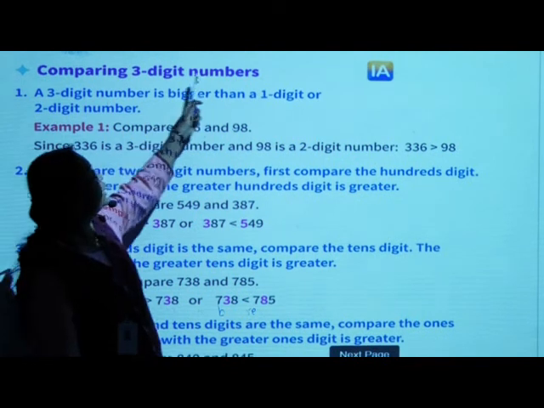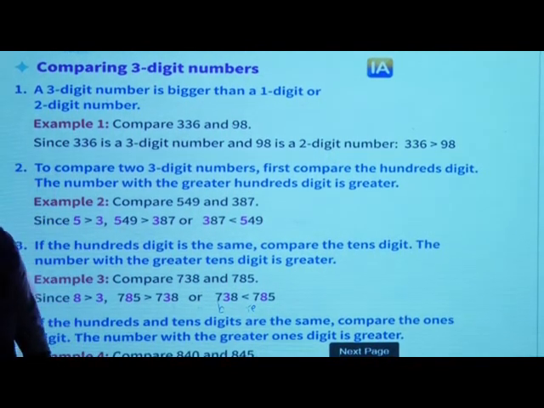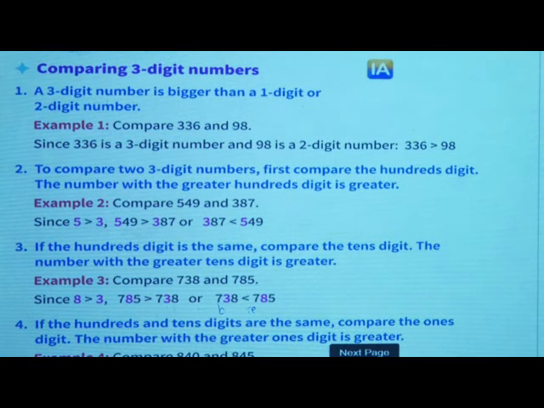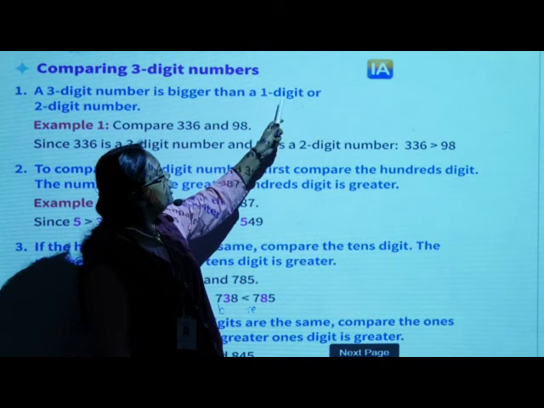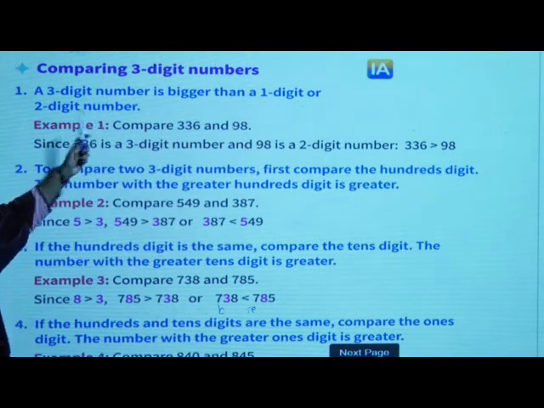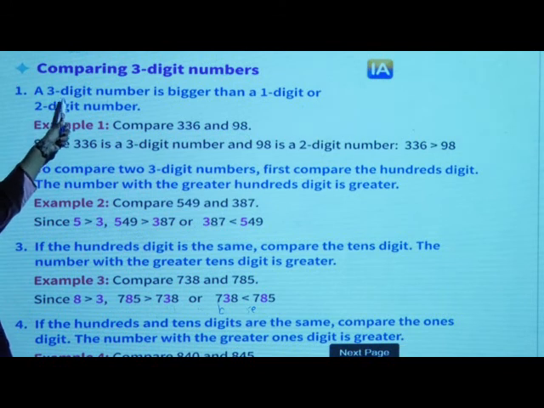comparing 3-digit numbers. Now, comparing 3-digit numbers means what? In lesson two, we had seen comparing 2-digit numbers. Now here it is 3-digit numbers. A 3-digit number is bigger than a 1-digit or 2-digit number. It is bigger than a 1-digit or 2-digit number.